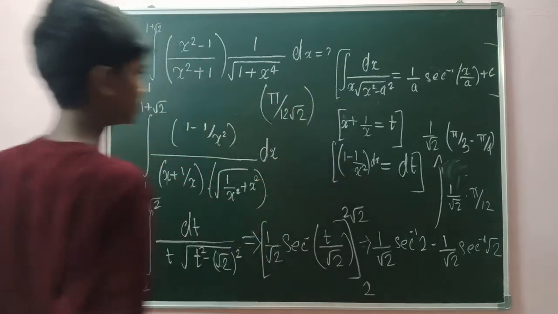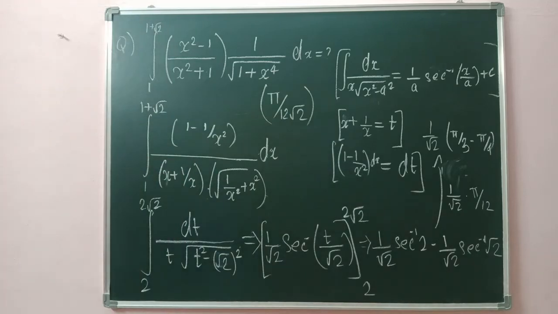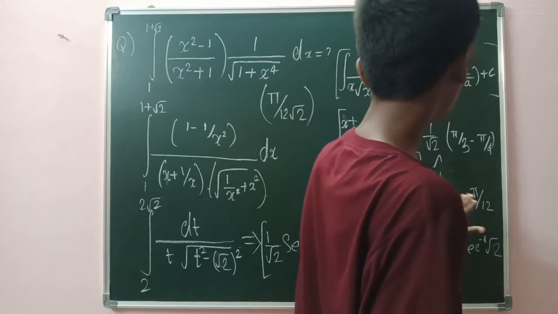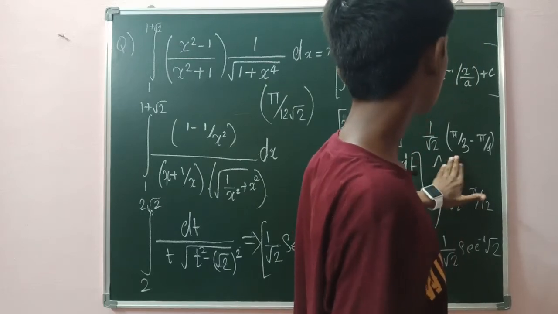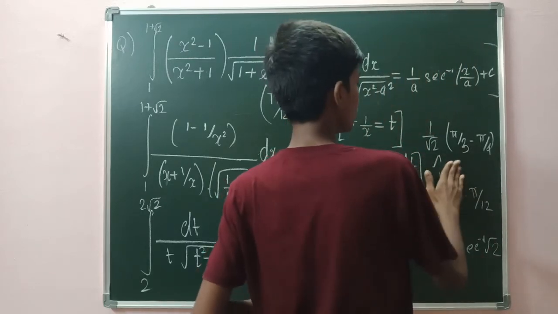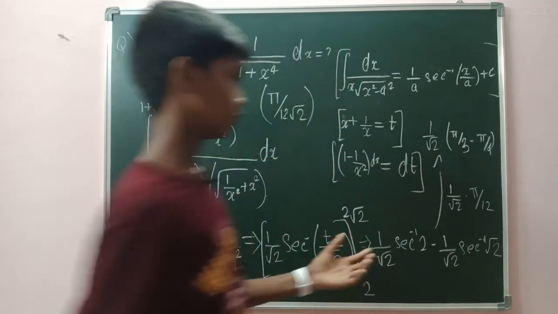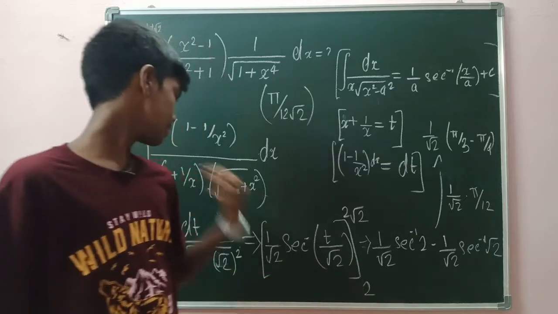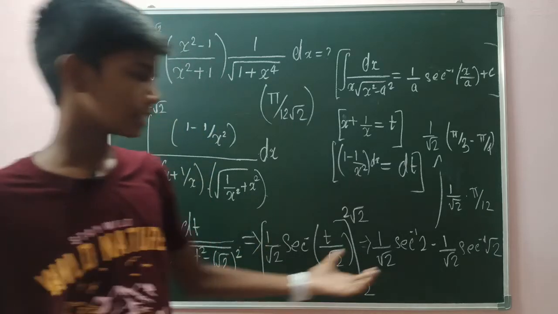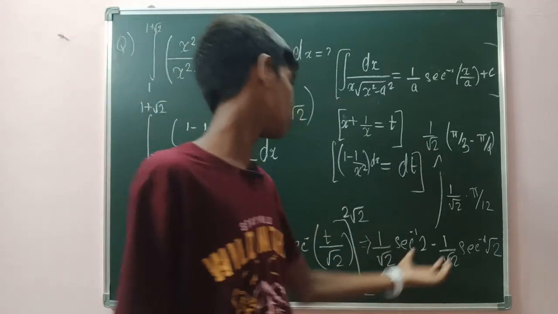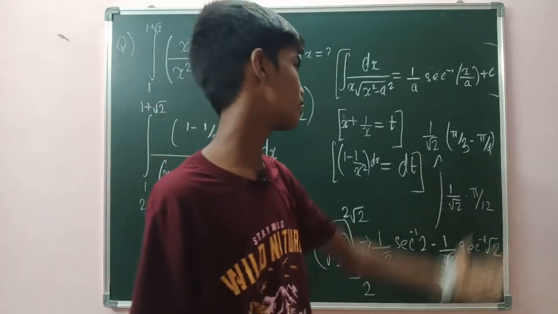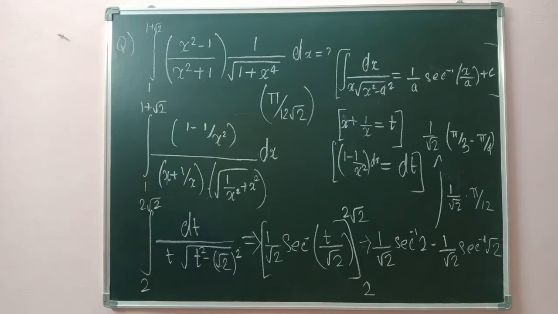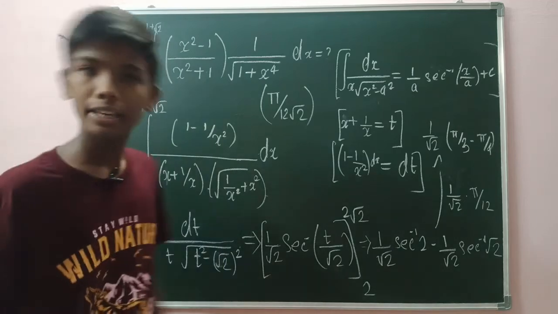It's a beautiful question. And that is how you guys will approach this question. I hope you guys will enjoy the solving. Finally, what I did is just use this formula, then solve the limits. You know how to solve the limits. Secant of 2 is pi by 3, secant of root 2 is pi by 4. So 1 by root 2 into pi by 12 is pi by 12 root 2, and that's the answer for the question. Let us move on to the next one.